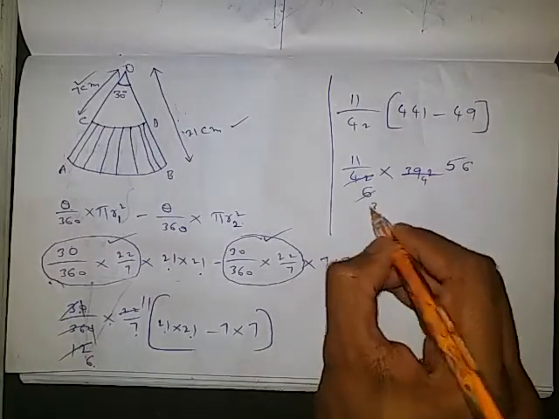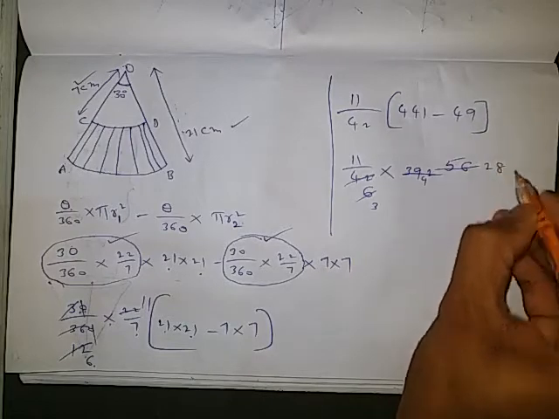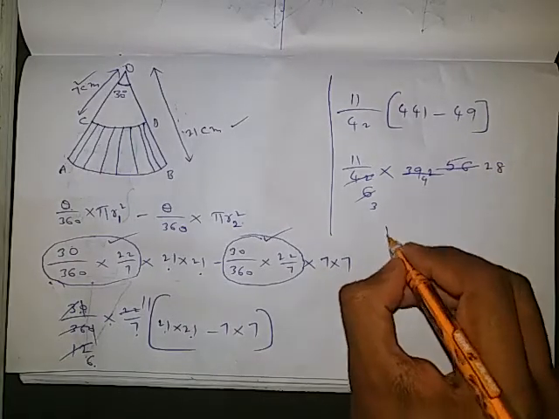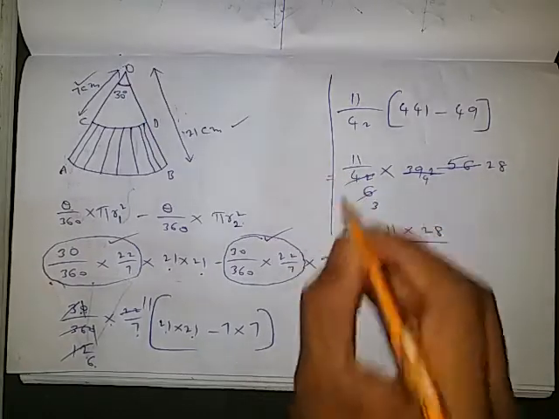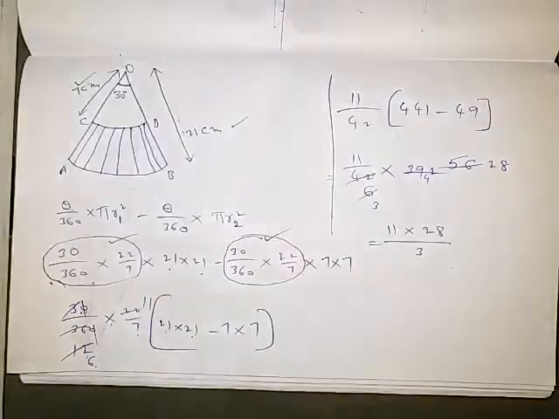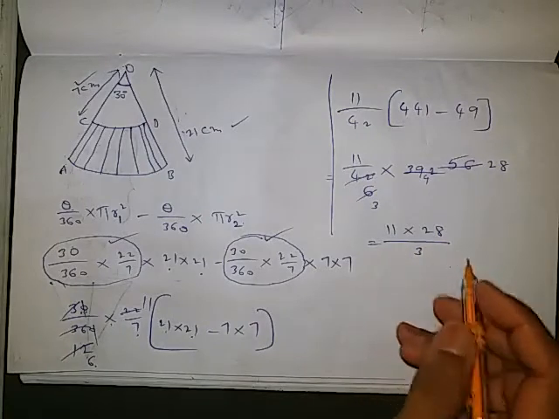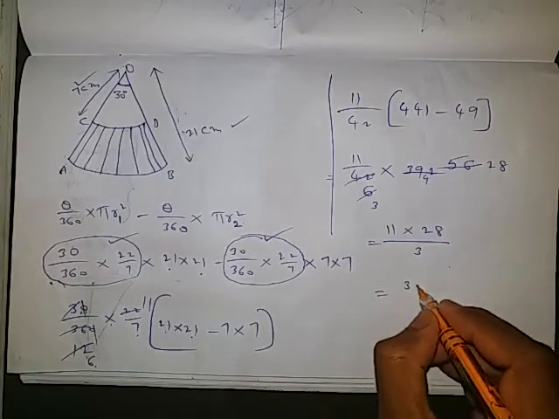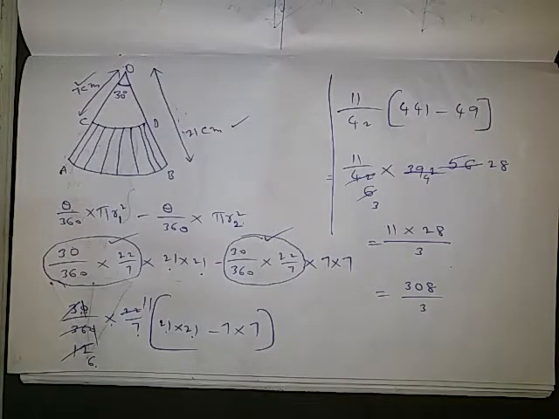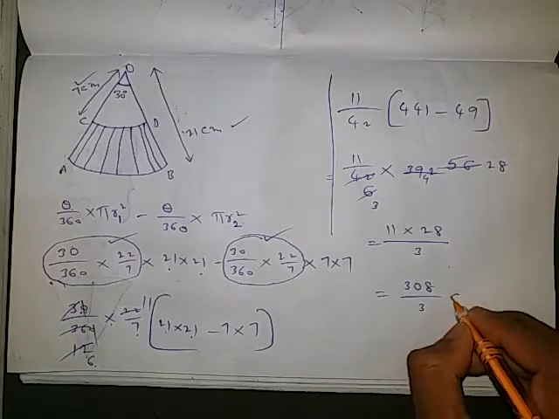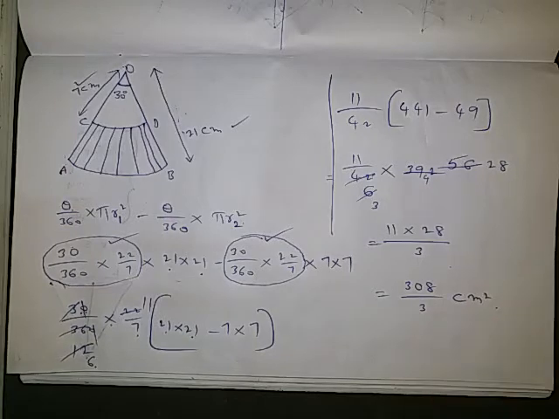Next, 2 3s are 6, 2 28s are 56. So we remain with 11 into 28 whole divided by 3. If you do multiplication of 11 and 28, 11 into 28 is nothing but 308 divided by 3. This is the area of the shaded part. All the measurements are in centimeters and we are finding the area, so this will become centimeter square.